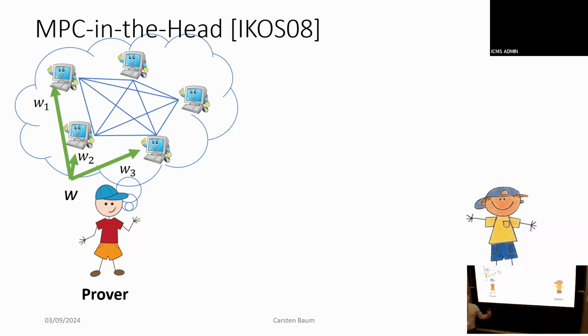So just reconstruct the witness in MPC, and then they evaluate the circuit, and then it lets these parties output the outputs of the multi-party computation to the verifier. That's what MPC in the head does.